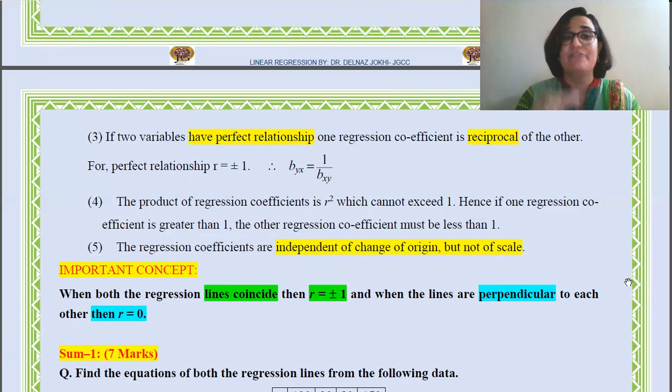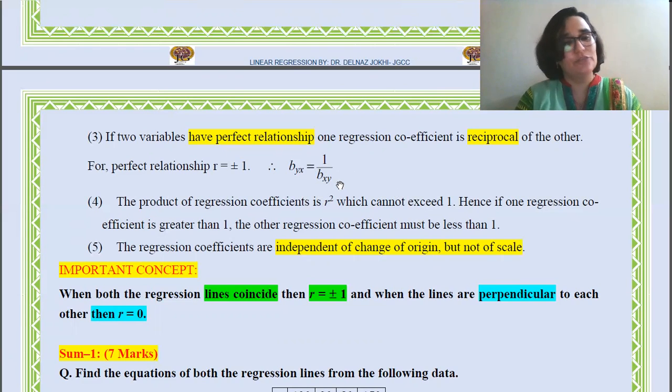That is what I mean by if they have a perfect relationship, then one regression coefficient, see the highlight over there, number 3, is a reciprocal. Ulta, vyast. In Gujarati Hindi it's called vyast, right? One regression coefficient is the reciprocal of the other regression coefficients. What do I mean by it? Look at over here. byx is equal to 1 upon bxy. It's called the reciprocal. All right, great going.